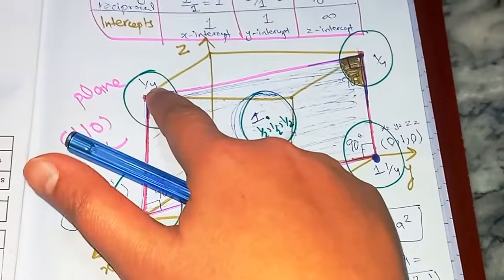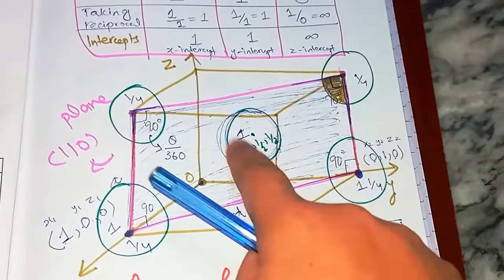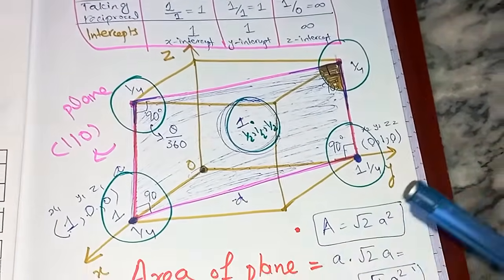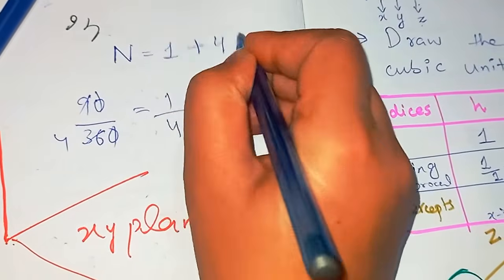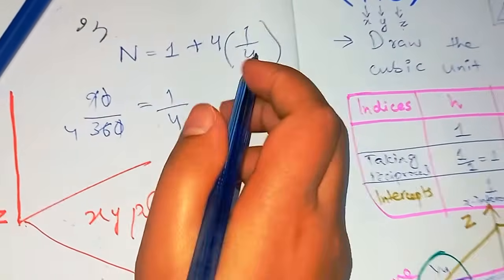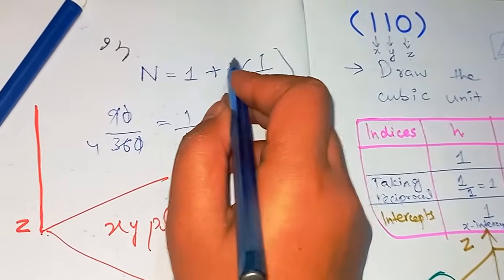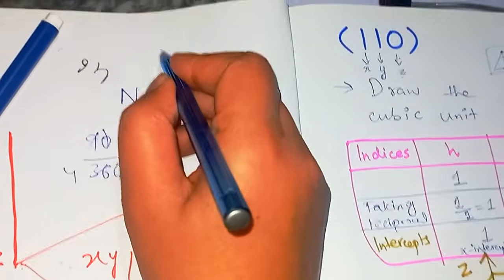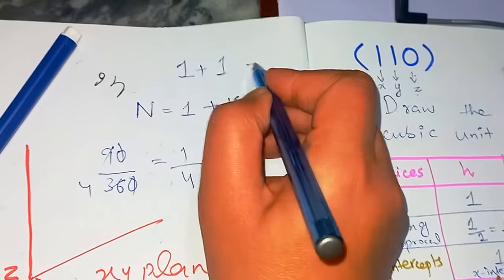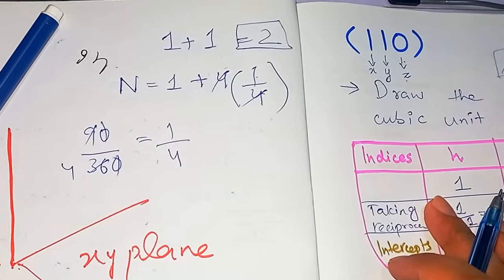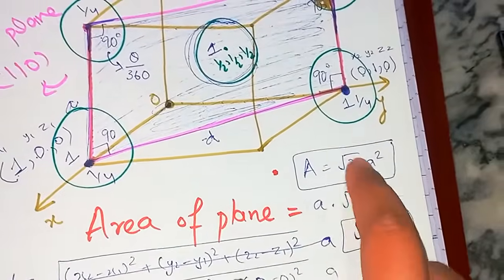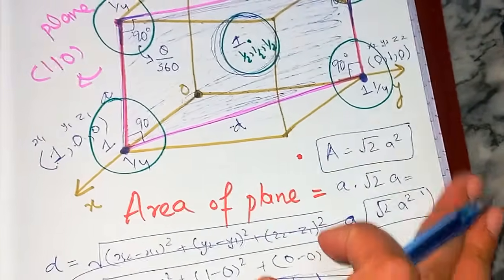So we can see 1/4, 1/4, 1/4, 1/4 and 1. Let's add them together and they will give us the net number of atoms lying on the plane. So capital N equals 1 plus 4 times 1/4, since they were all the same, so we can simply write it like that. 4 and 4 cancel, so we have 1 plus 1, which is equal to 2. So a net number of 2 atoms lie on this plane. And we have this as the area of the plane, so let's divide them together to get the planar density.